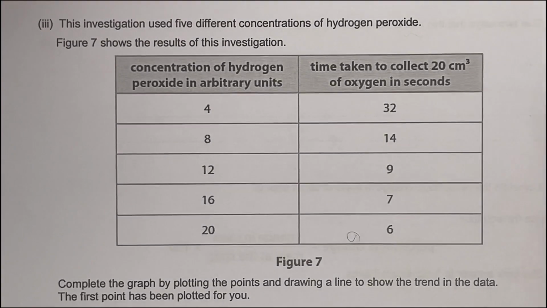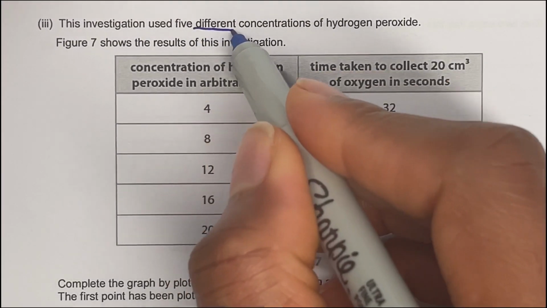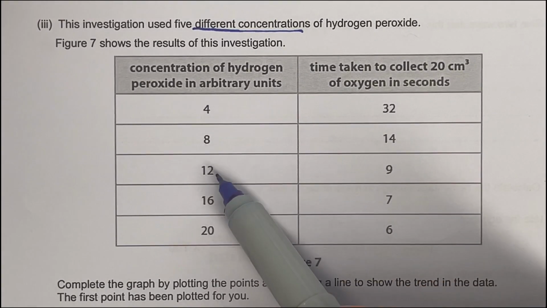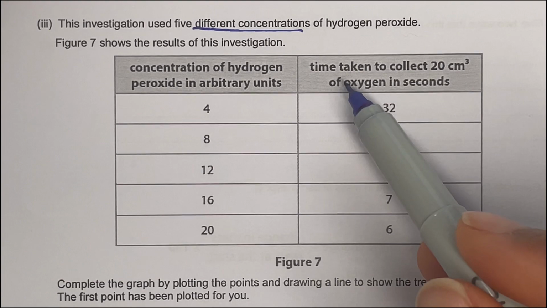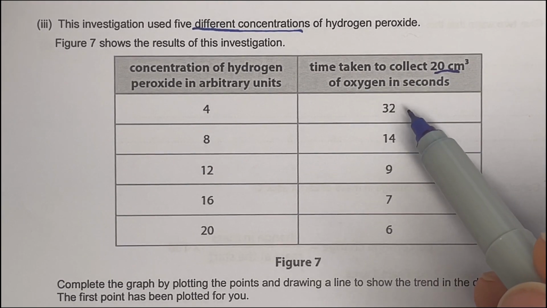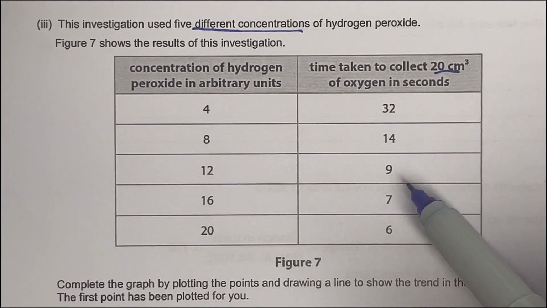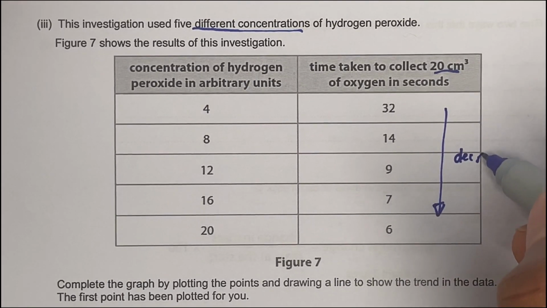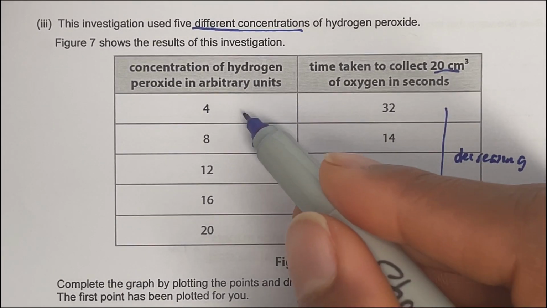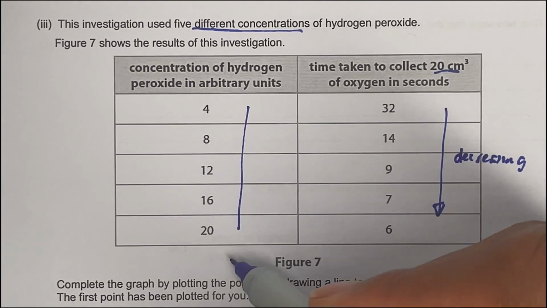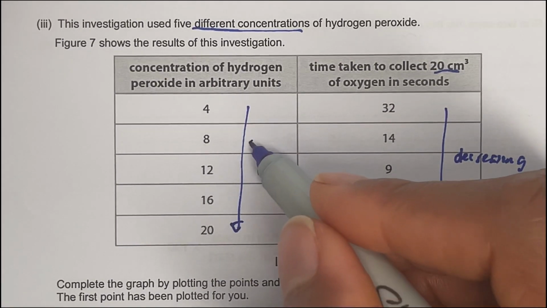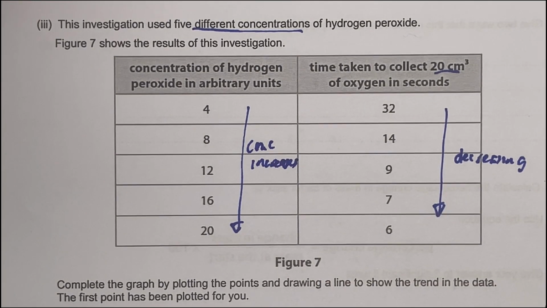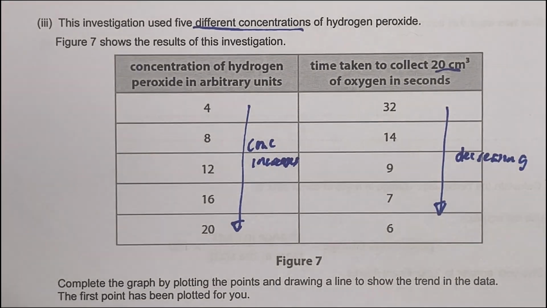This investigation used 5 different concentrations of hydrogen peroxide. You can see 4, 8, 12, 16, 20. And the time taken to collect 20 centimeters cube: 32 seconds, 14 seconds, 9, 7, 6. So the time is decreasing as the concentration is increasing. Okay? Concentration increases, the time will decrease. Alright, so that's what I can tell from the table. Cool. Let's get to the question.